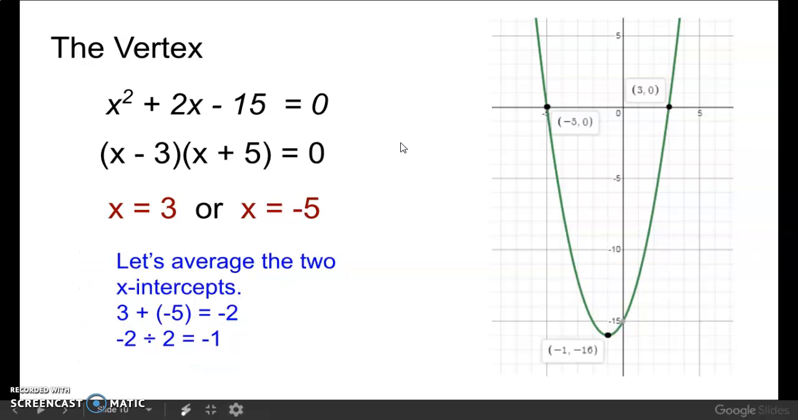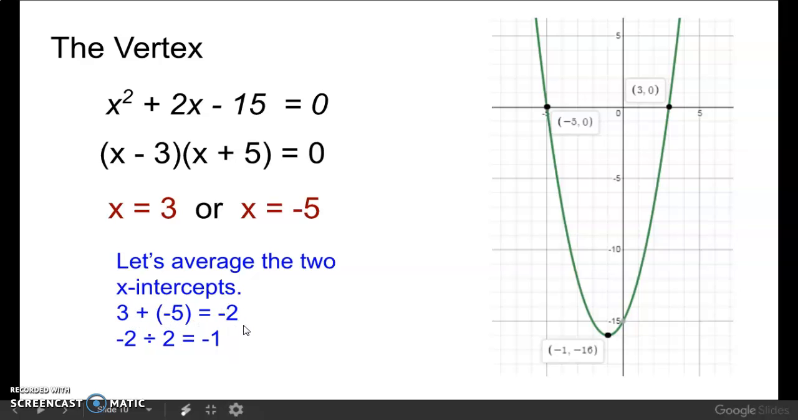All right, so here's how we can find the vertex. Now, this is just one way of finding the vertex. We're going to come up with some other ways, but this is a really good way to start thinking about it. So what we could do is average the two x-intercepts together to figure out what's halfway between them. And we figured it out, all right?